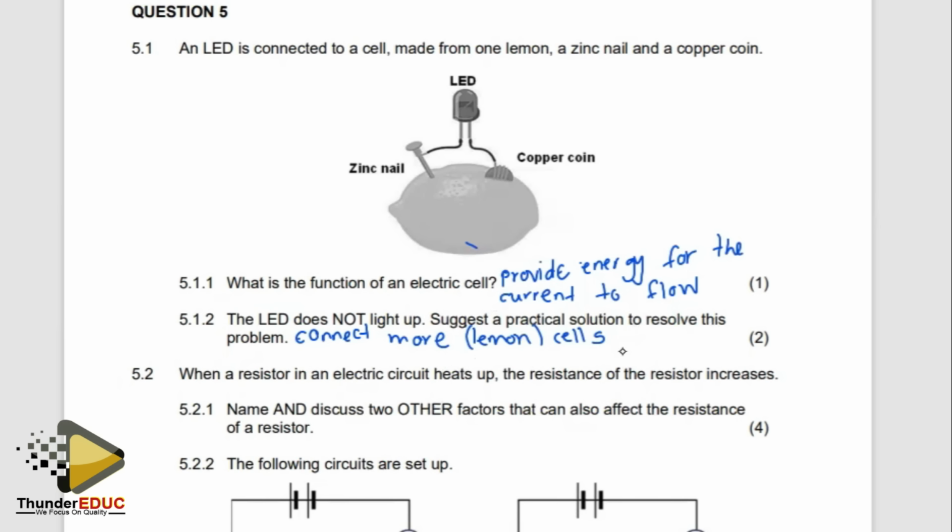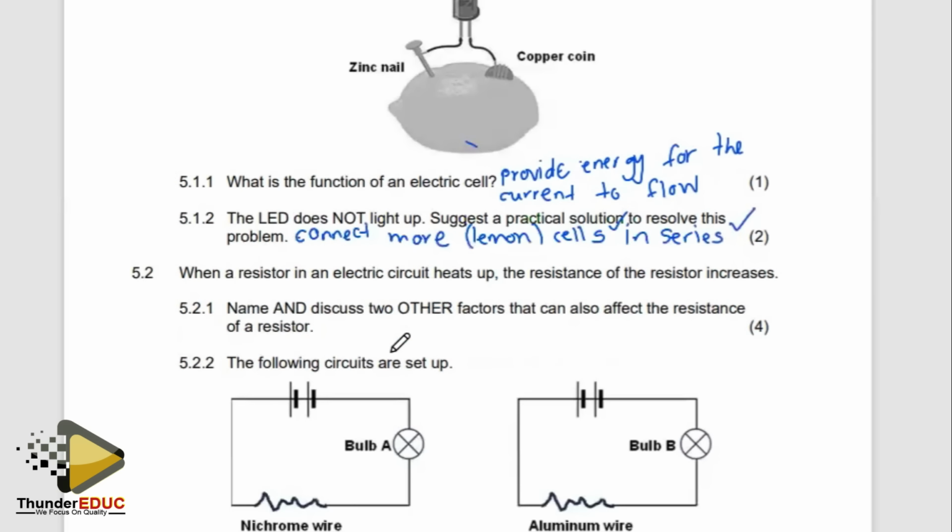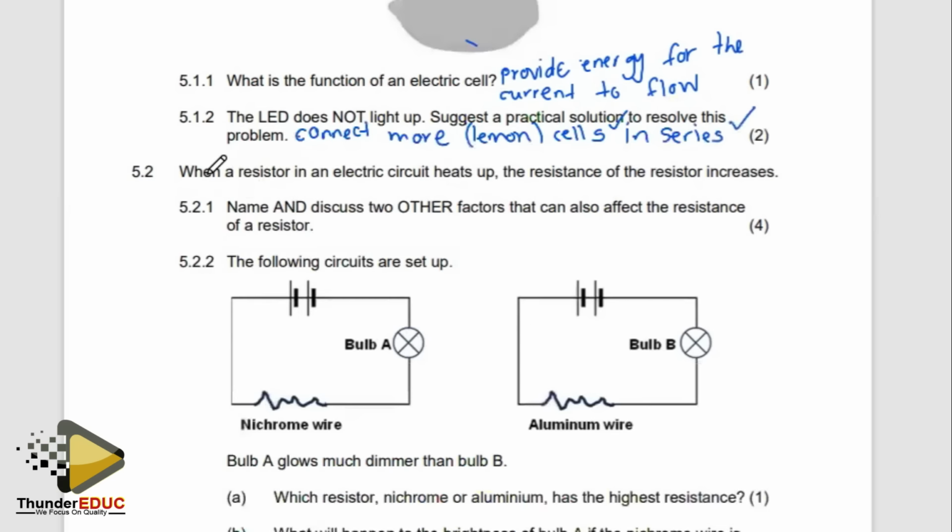Remember, there are 2 marks. You get a mark for this one, connect more lemon cells. Then there is another mark. How? In series. There is another mark here. Then let's move on to 5.2.